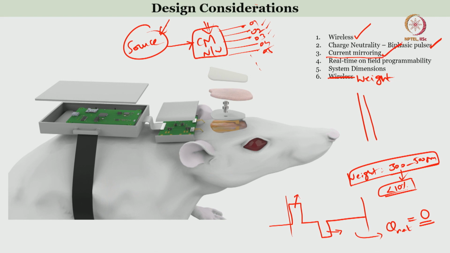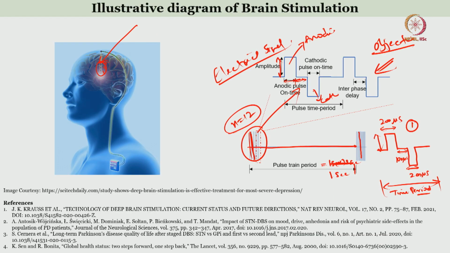Now, what happens in exploratory research is that these current parameters, let us say, as I said, 200 microseconds as the anodal pulse on time, cathodal pulse on time, and interface delay of 100 microseconds. In exploratory research, these parameters may not be known in prior.